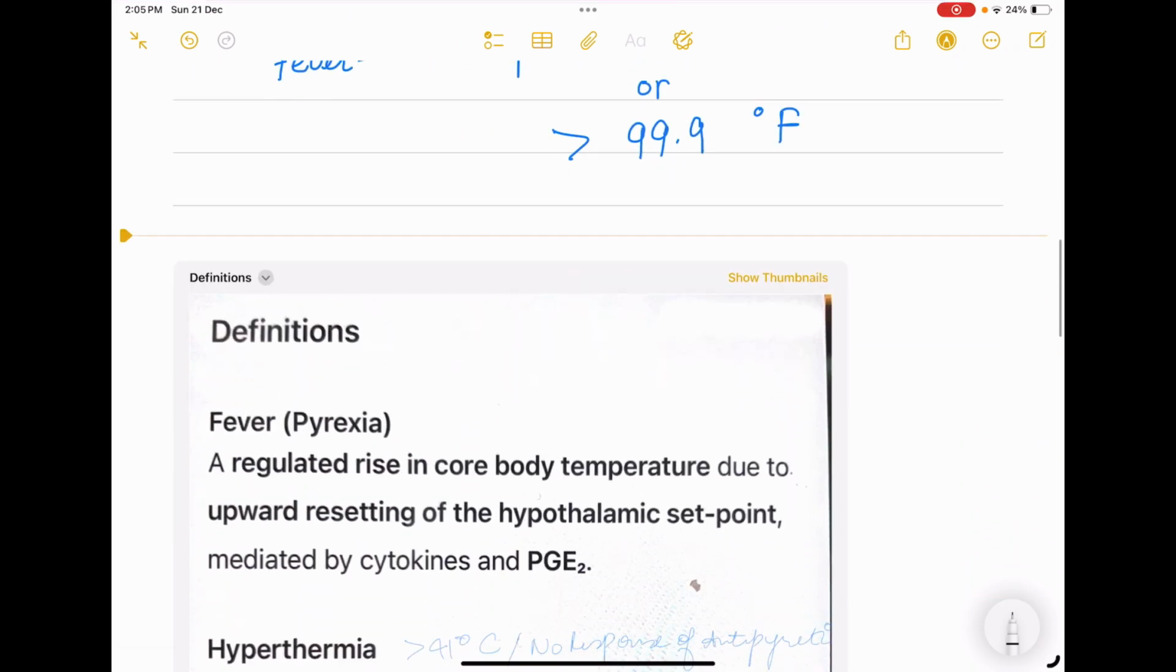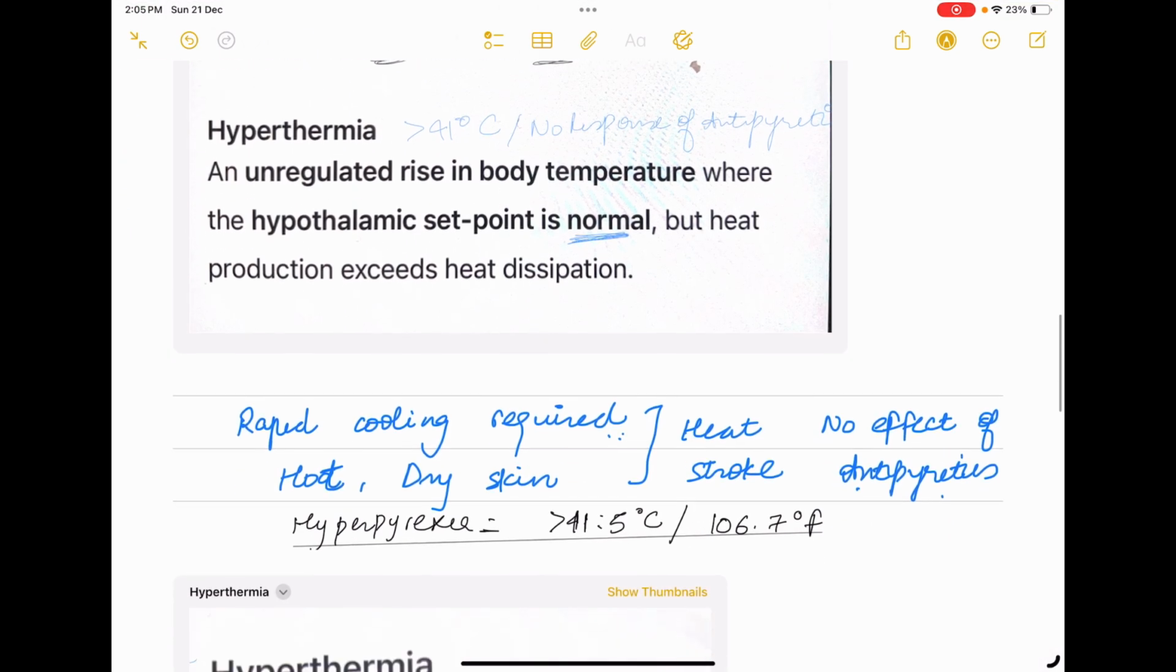So this was the physiology of fever. Fever is very much regulated. Whatever the hypothalamus does, our body does. If the hypothalamus increases to 38, our body temperature increases to 38. If I give paracetamol to the hypothalamus, it will decrease again to 36 or 37, and our body will also decrease. So it is regulated, due to upward resetting of the hypothalamic set point mediated by cytokines, as you know, interleukin 1, 6, TNF alpha, and PGE2. But what is hyperthermia?